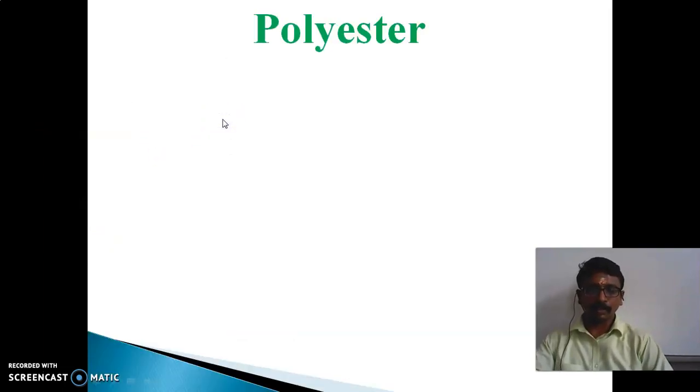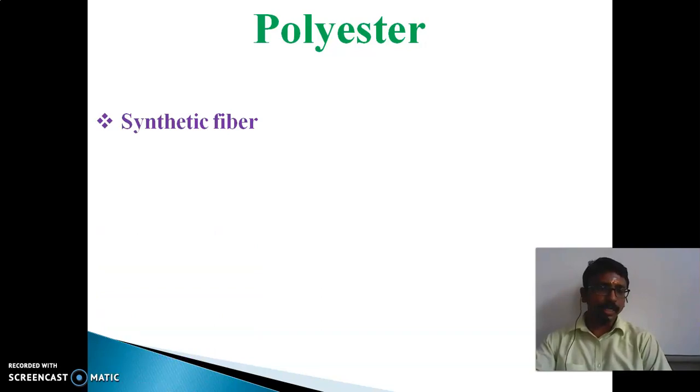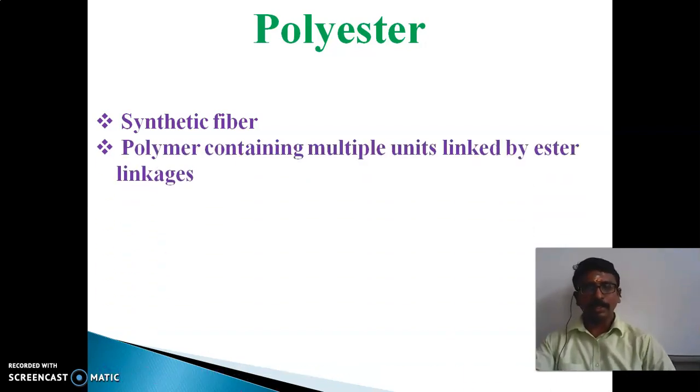And polyester, what is meant by polyester, children? The poly indicates many, ester indicates it's having ester linkage, and polyester is the synthetic fiber, and it's a polymer compound. So polymer means what? Containing multiple units, which are linked by ester linkage.